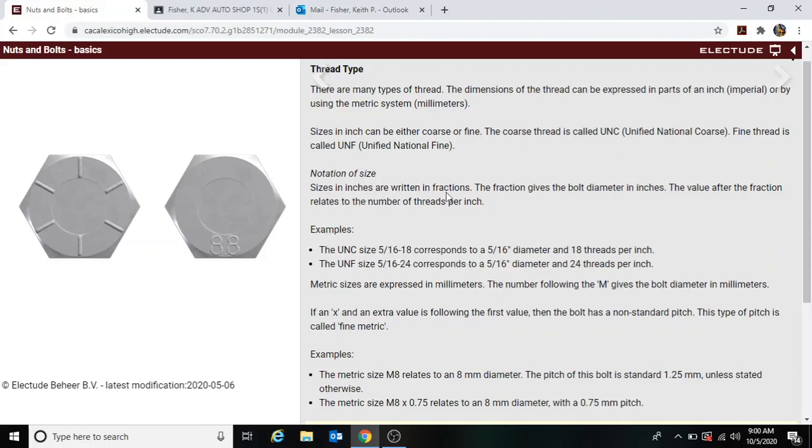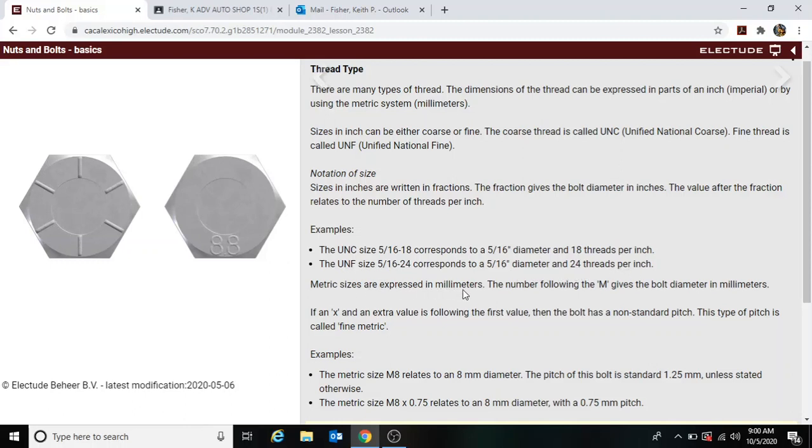Sizes in inches are written in fractions. The fraction gives the bolt diameter in inches. The value after the fraction relates to the number of threads per inch. So for instance, the UNC size 5/16-18 corresponds to 5/16 diameter or thickness and 18 threads per inch. The UNF size 5/16-24 corresponds to 5/16-inch diameter and 24 threads per inch.